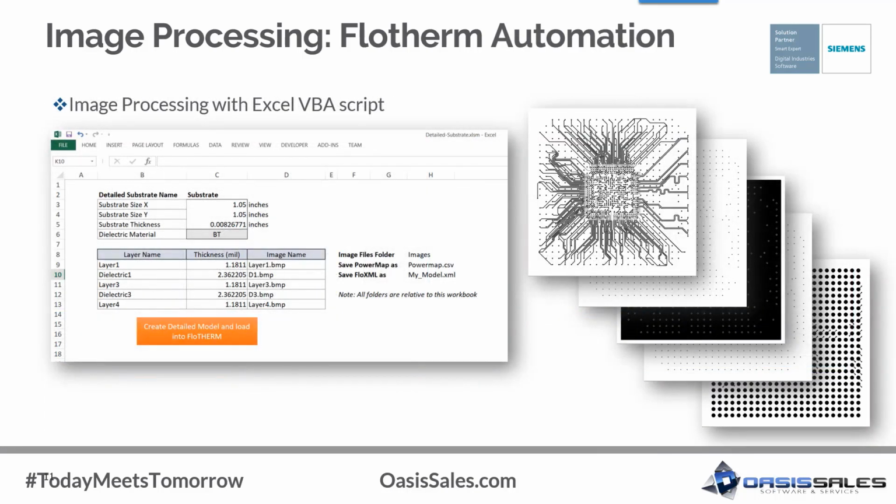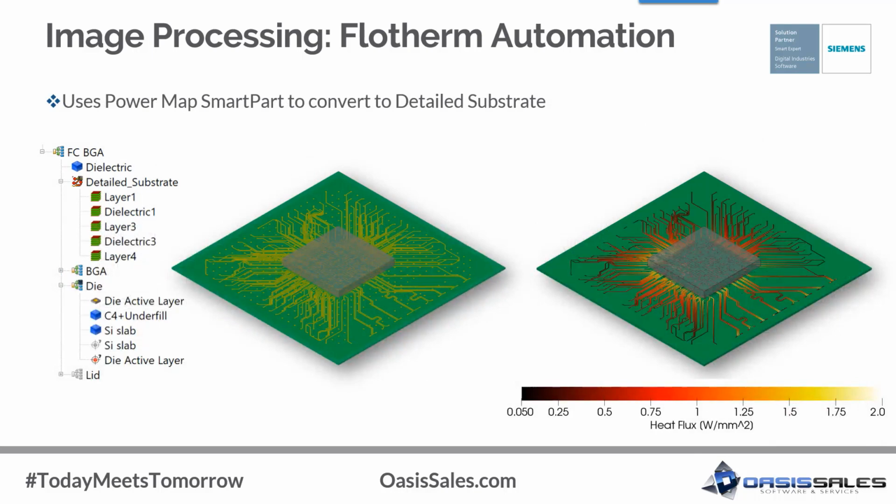An Excel file provided with the Flotherm installation will process image files to create a detailed representation of the trace layout. The Excel VBA-based script converts the images to geometry using the FlowXML file format. As an example, I'm showing a detailed flip chip BGA, which is an example that's installed along with Flotherm. The traces are represented using the PowerMap Smart part within Flotherm. Entire Flotherm models can be created outside of the software using the FlowXML file format.